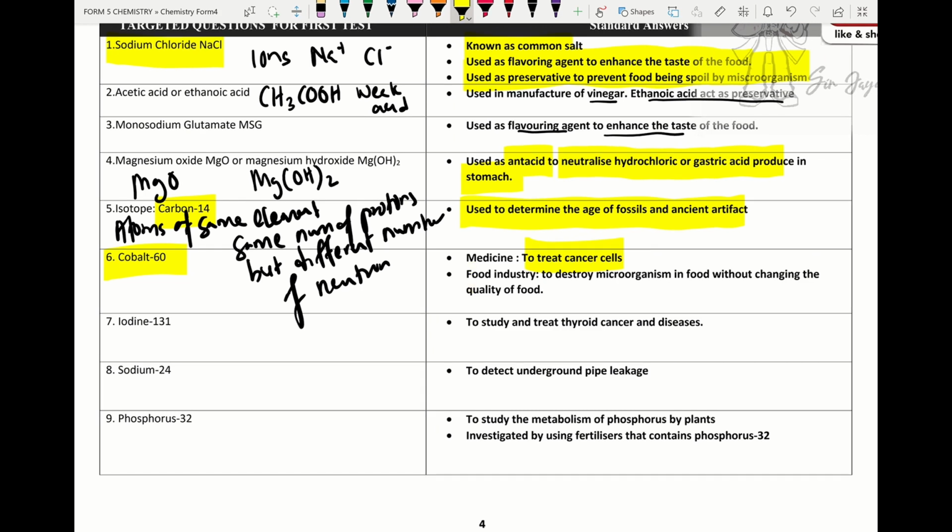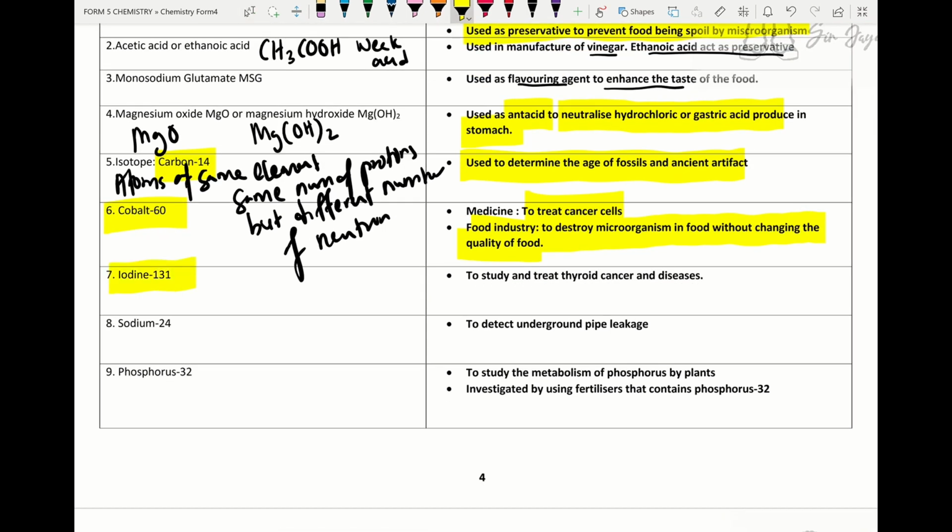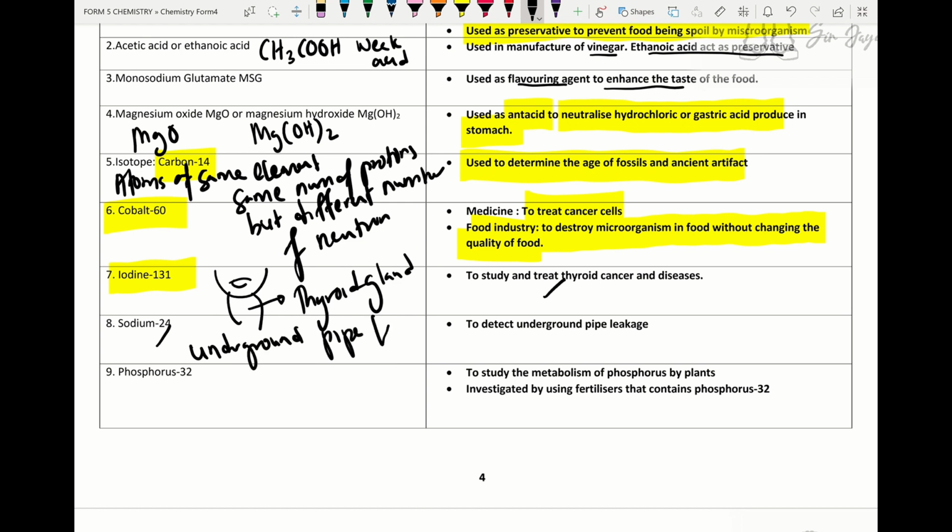In the food industry, cobalt-60 is used to destroy microorganisms in food without changing the quality of the food. Iodine-131 is used to detect diseases of the thyroid gland. Please remember, it is used to study or treat thyroid diseases and cancer. Sodium-24 is used to determine underground pipe leakage.